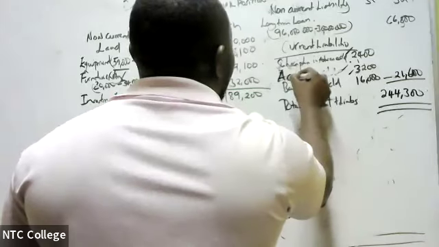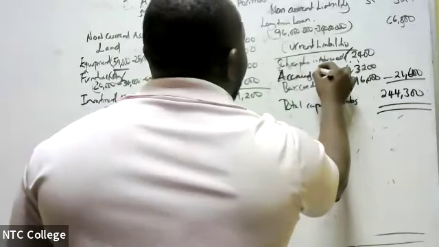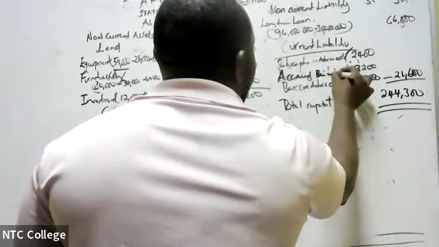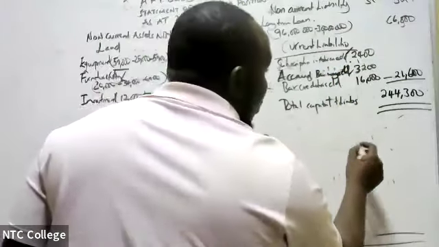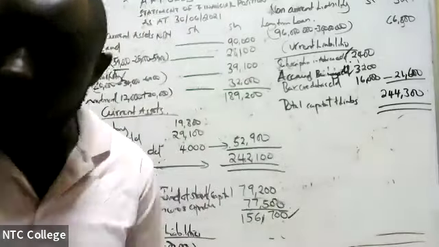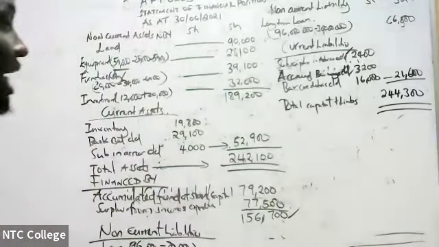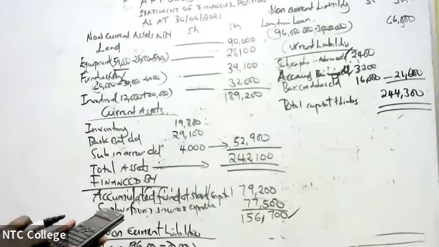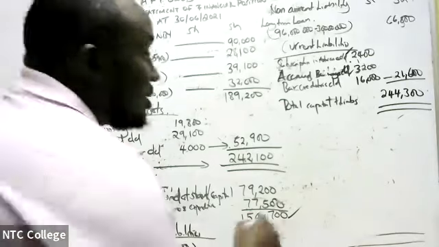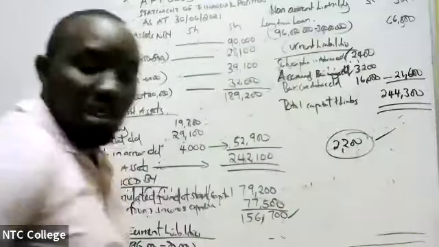Bar wages, accrued, bar wages carried down. So we are in agreement. Then what am I looking for? I'm looking for a figure. We have 244,300 minus 240,100. So I'm looking for a figure of 2,200. That is what I'm looking for. So where is that figure of 2,200?